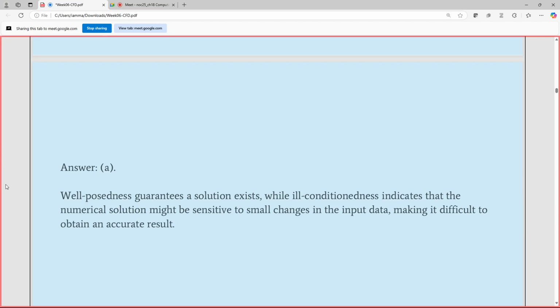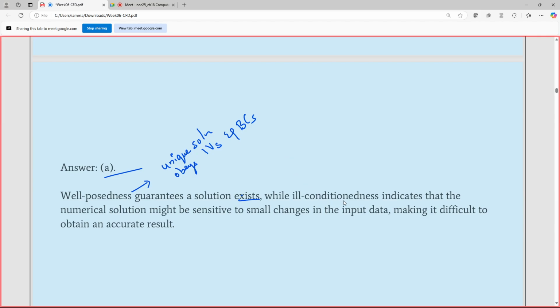Our answer is option A. That is, well-posedness guarantees a solution exists, while ill-conditionedness indicates that the numerical solution might be sensitive to small changes of input data, making it difficult to obtain accurate results. We have seen in the last section that well-posedness is the ability of a system to have a unique solution which obeys initial values and boundary conditions. So that is well-posedness.